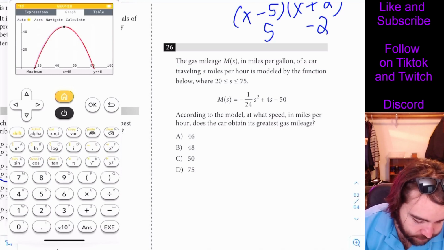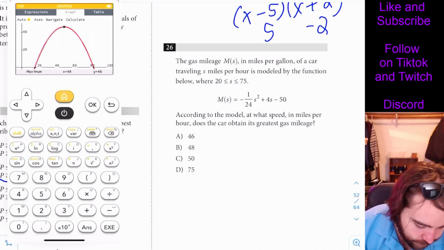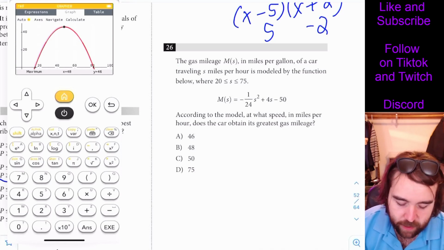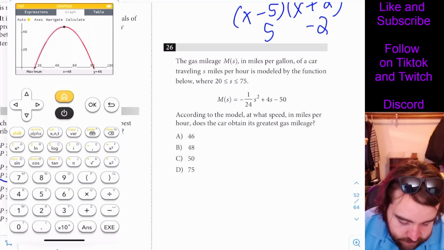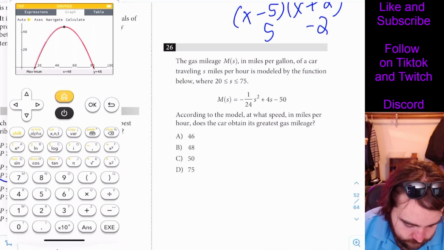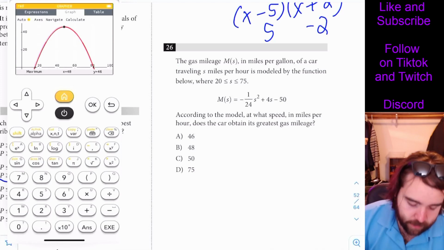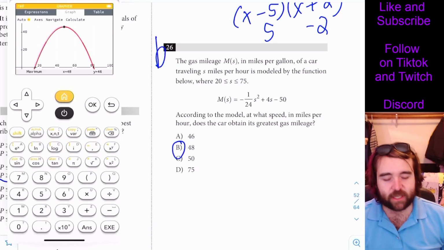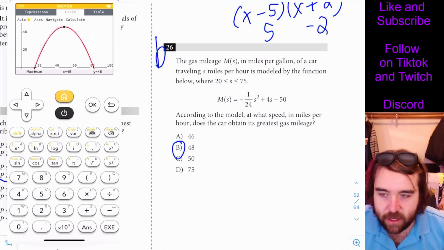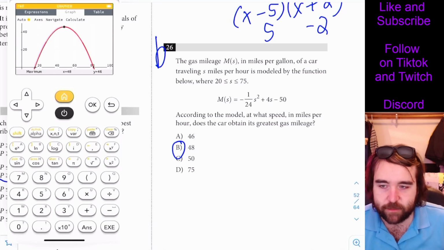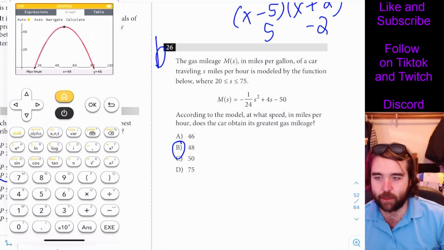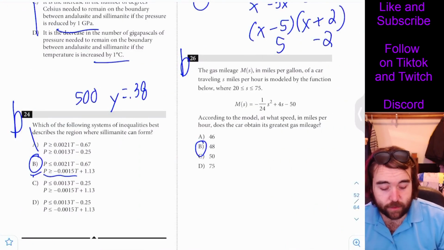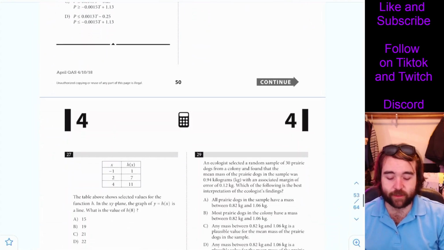So then we read the question again. At which speed does the car obtain its greatest gas mileage? So it obtains the greatest gas mileage when x equals 48. So that's the answer. Of course they put 46, because they were mean on this one. But 46 is the gas mileage, and that's not what they asked for, right? They didn't ask what is the greatest gas mileage. They asked at what speed does the car obtain the greatest gas mileage. So you've got to make sure you're answering the right question. As always on the SAT, that's where they get you.